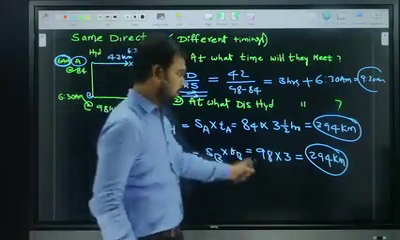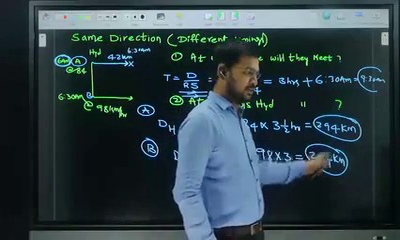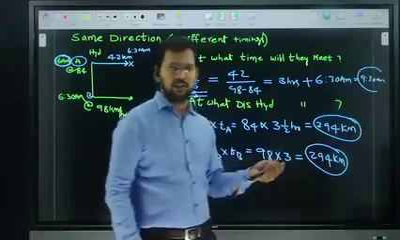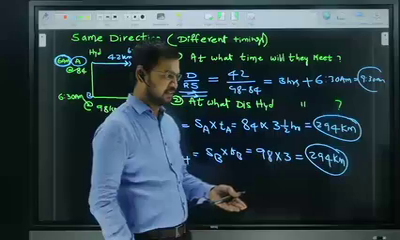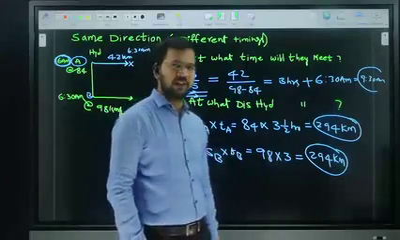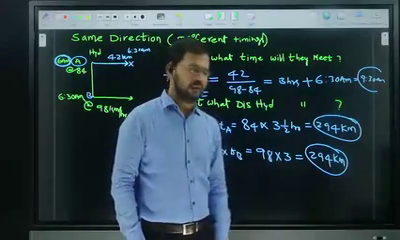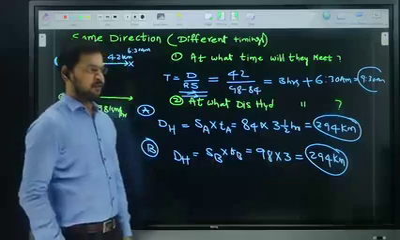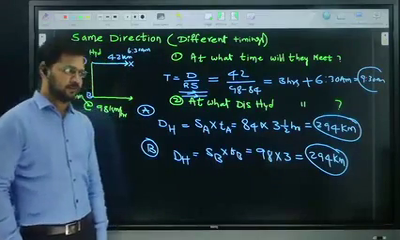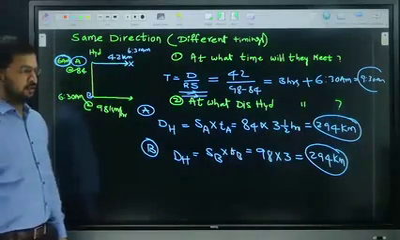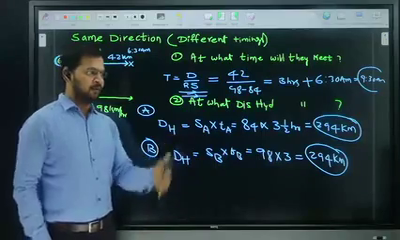Whichever case you take, you can get the same answer, because both the trains' starting place is same and meeting place is same. Therefore, the distance covered will be the same. Are you okay? Very good.